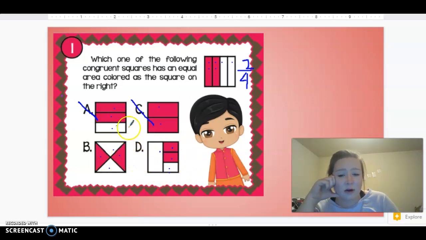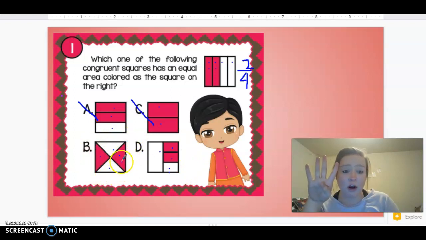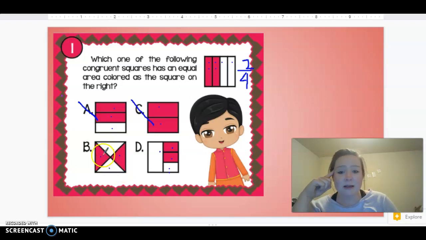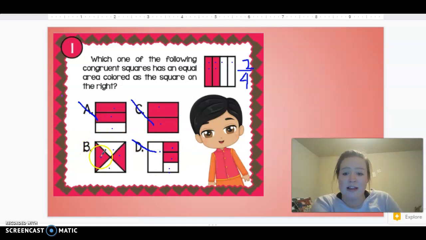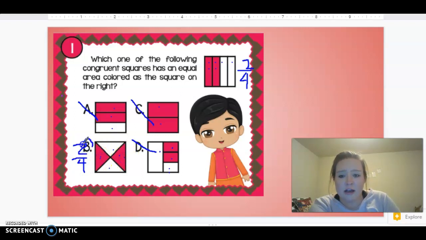Now, letter B. So now that these two have the 4 parts, they need to be equivalent in size. Each part needs to be the same size. These are all equivalent in size. Letter D, these are not all equivalent in size. You have 3 smaller pieces, and then you have 1 much larger piece than each of the 3 pieces. So that is wrong. Let's double check that this is 1, 2, 3, 4. So there are 4 pieces. 1, 2 are shaded. So letter B is your answer here.